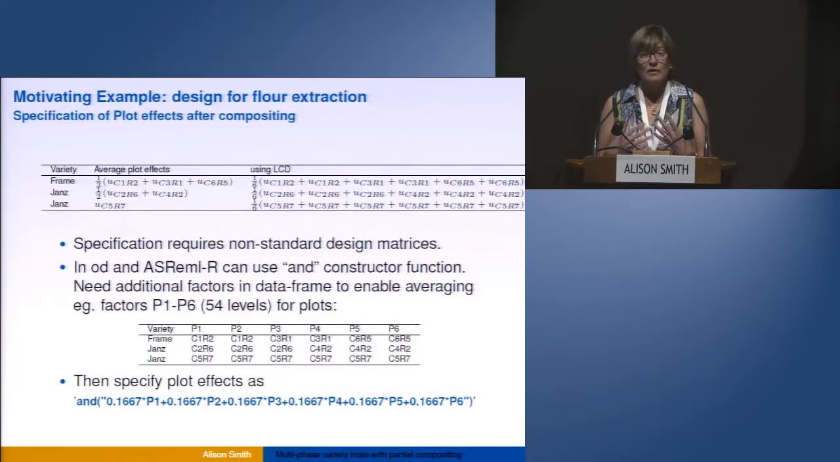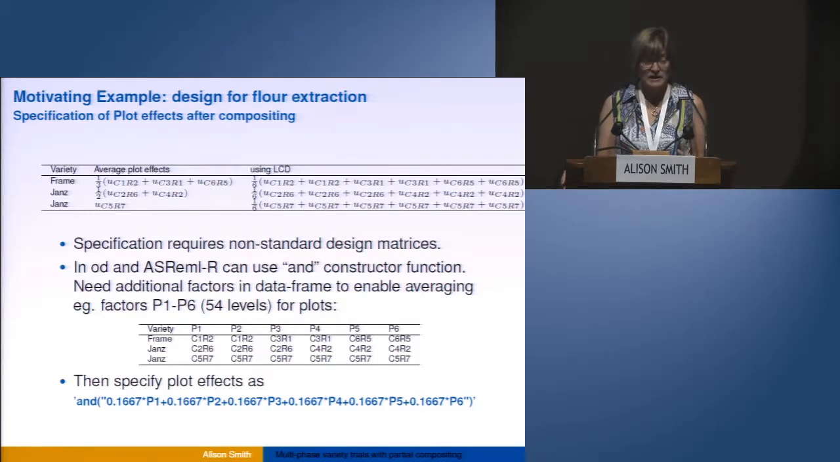The fact that we've got mixtures of averages of 3 things and averages of 2 things means the way to handle that is basically to use the lowest common denominator. So we think of it as averages of 6 things. For Frame, the plot effect for that composite sample is 1/6 of, well, we've got a double up of column 1, row 2, then column 3, row 1, and so on. Clearly, we're ending up with non-standard design matrices for our plot effects.